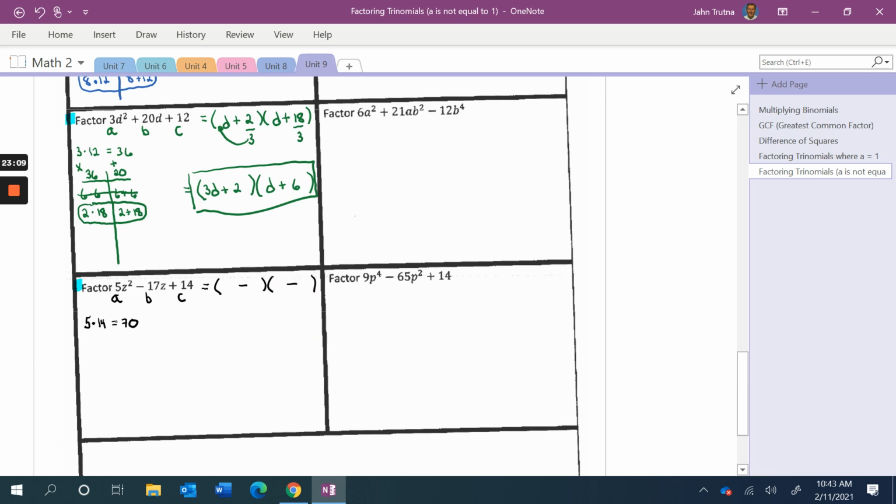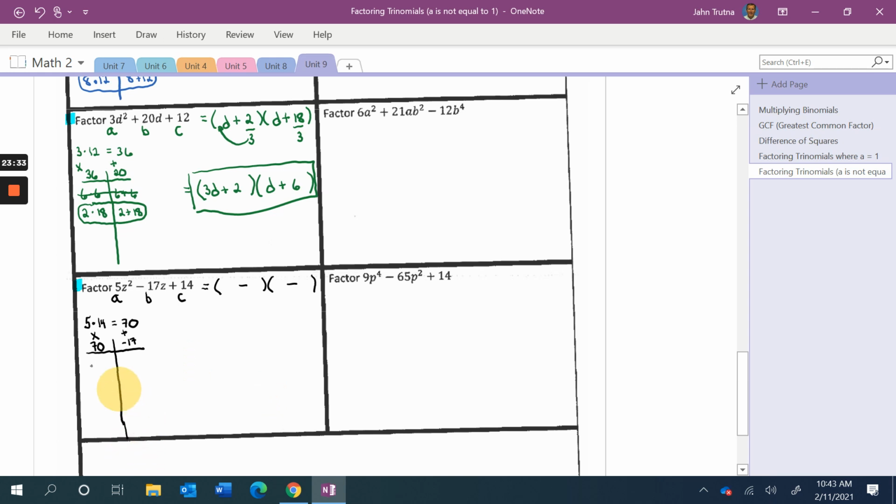Okay, so going back, 5 times 14 is 70. So now I take that 70 and it helps me make my t-chart. The 70 goes in the first column, that's multiplication. The second column number is always your b value, which is negative 17, and that's going to be for addition.